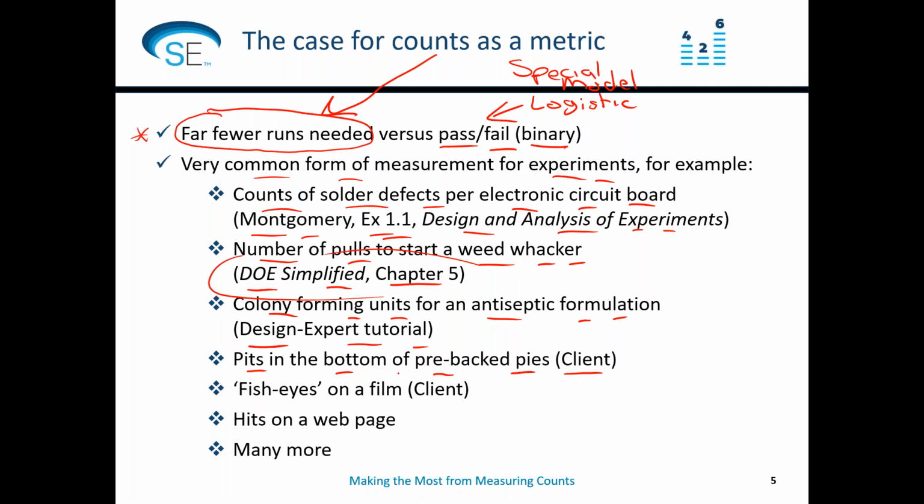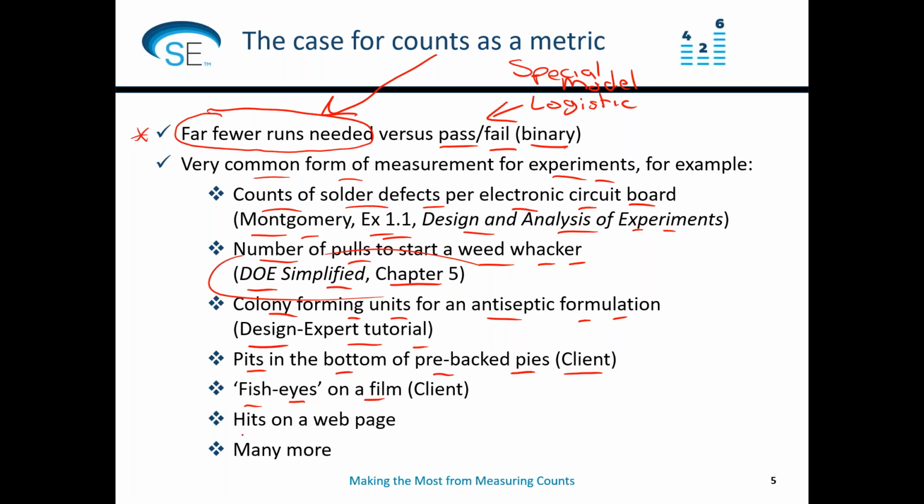Now, nowadays, I would certainly apply the new tool of Poisson regression. Another client was looking at fish eyes on a film, little imperfections, and so they would pull off the film, and they would get an appropriate amount of film that would have some measurable count, and then they were able to change the composition of that film and solve that problem.